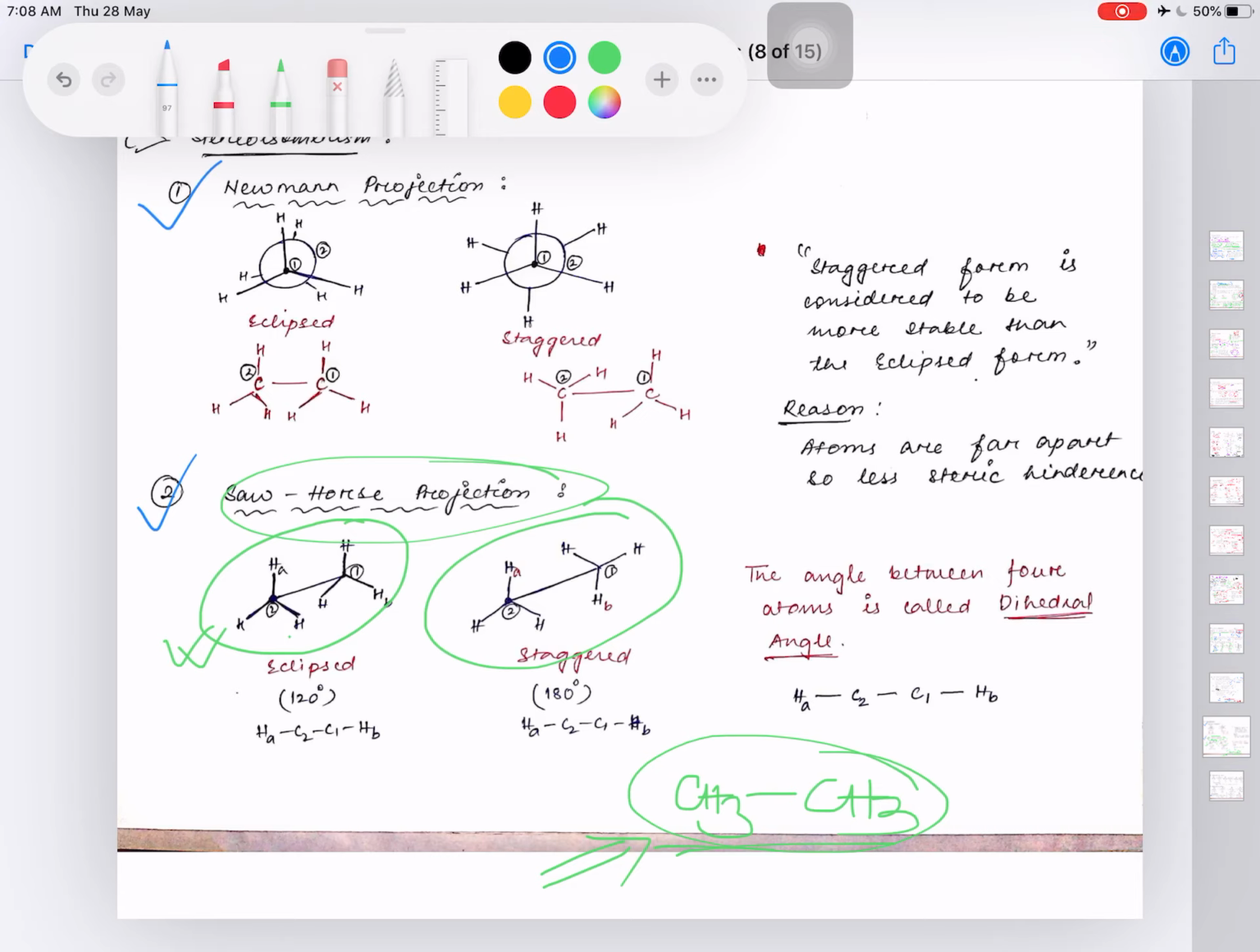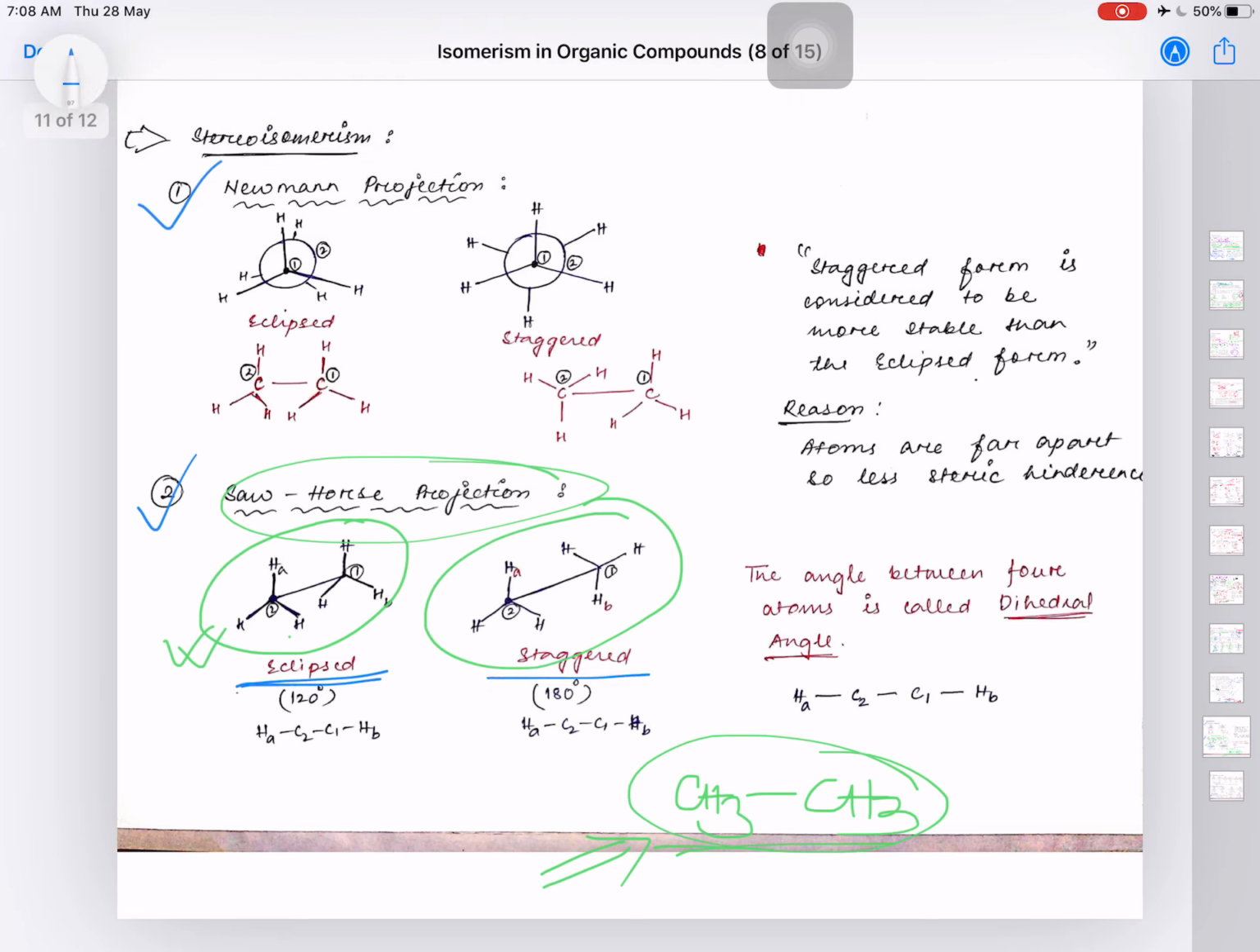This one is not that important, the Newman one is important, so we'll discuss the Newman in more detail. Sawhorse can be of two types, one is staggered, one is eclipsed. In ethane you have two carbons, the first carbon is this one, the second one is the upper one. Both carbons have three hydrogens. If you look from the front side, and a front hydrogen overlaps with a back hydrogen, then the structure is called the eclipsed structure.